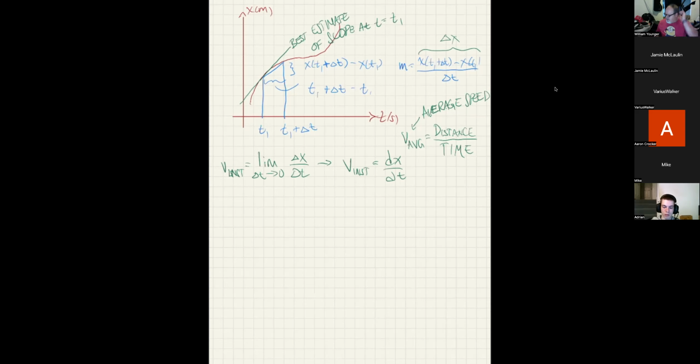So if you drive, for instance, what is your average speed if you cover, let's say, 180 kilometers in 3.00 hours? Y'all should be able to do that, right?